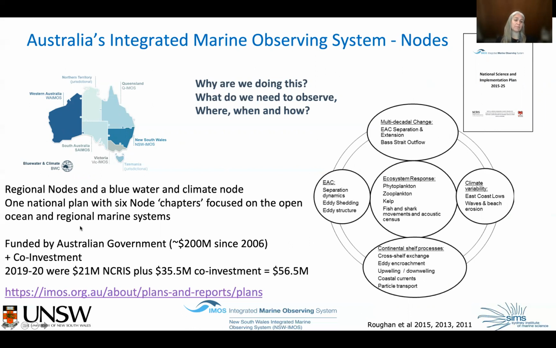The program's been funded by the Australian government to the tune of about 200 million Australian dollars since 2006, but there's been more than dollar for dollar co-investment. For example, in 2019-20, we received 21 million from the government and $35 million in co-investment for that year. All these node plans and reports are freely available on the web, and there's a bunch of papers. These ones here describe our system along the east coast of Australia.